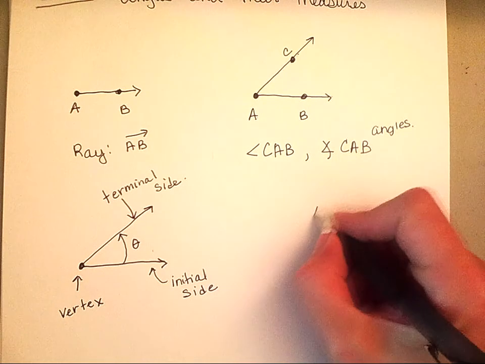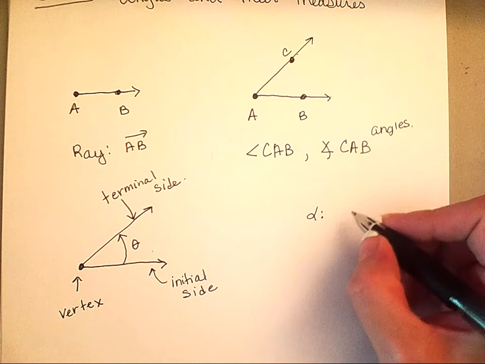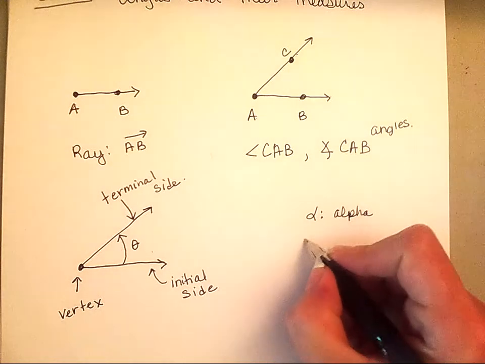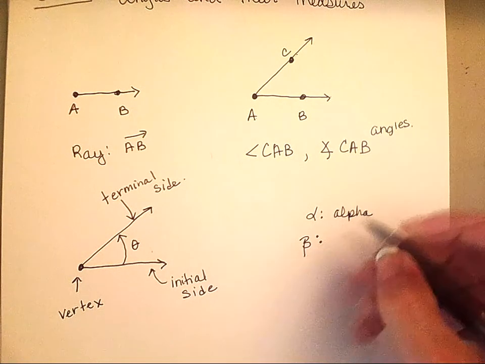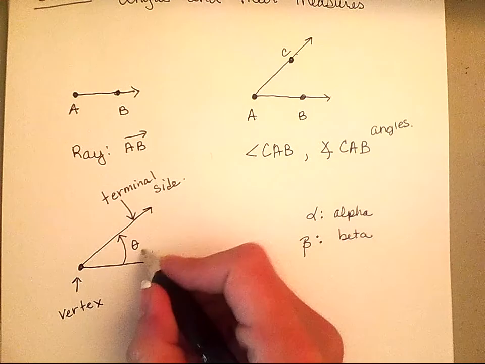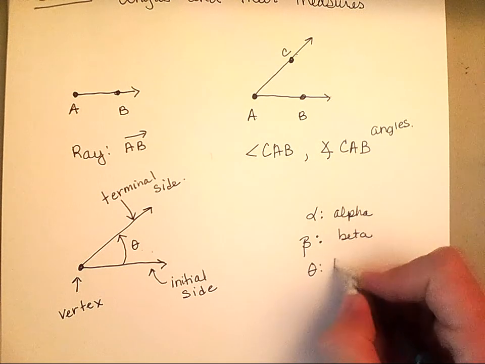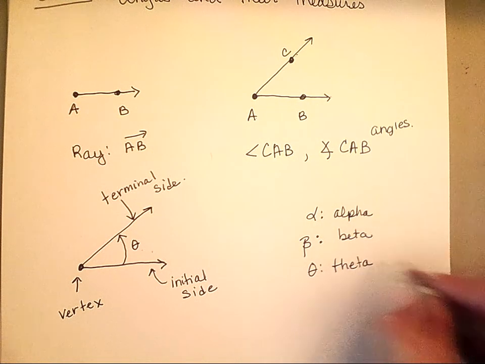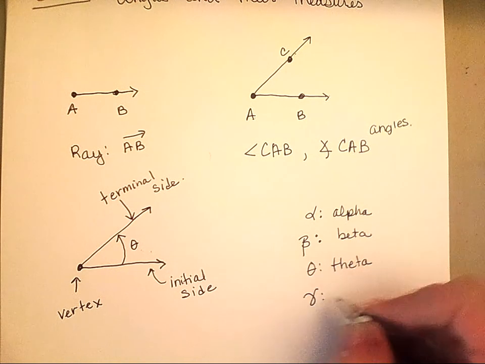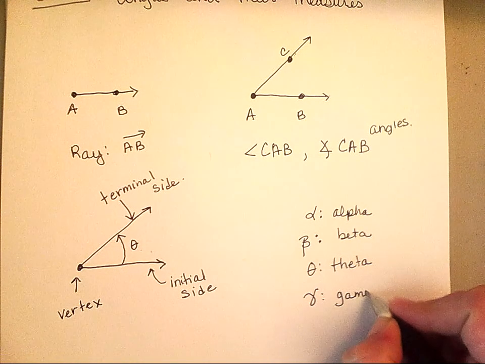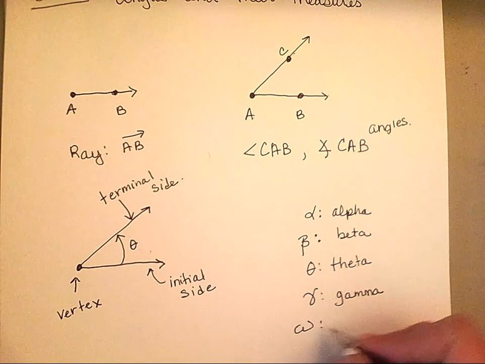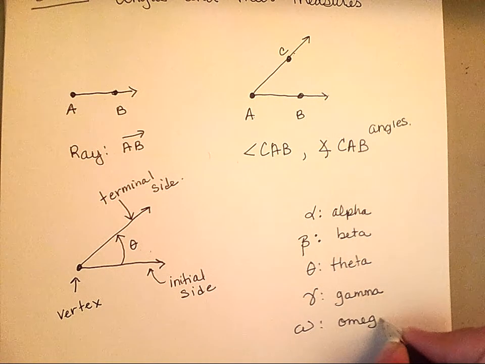Some notations for angles. We can notate it like this, and this is known as alpha. We can notate it like this, and this is beta. These are Greek letters. The one I've used here is theta. We also have one like this, which is gamma. And you'll see this one also, which is omega.